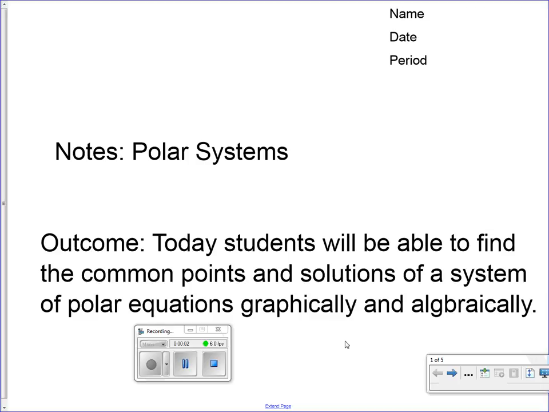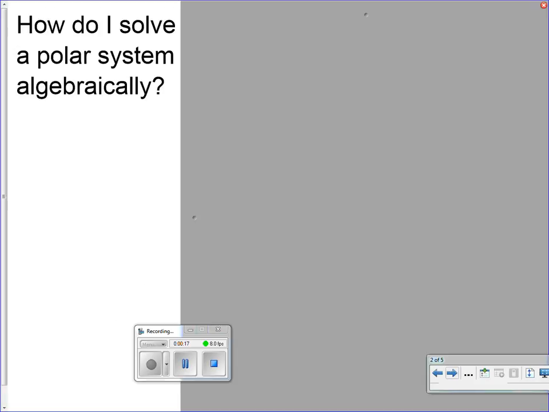The title of this note is Polar Systems, and your outcome is that you'll be able to find what are called the common points and the solutions of a system, both graphically and algebraically. We're actually going to focus in these notes just on the algebra, and we'll confirm it graphically in class. So how do I solve a polar system algebraically?